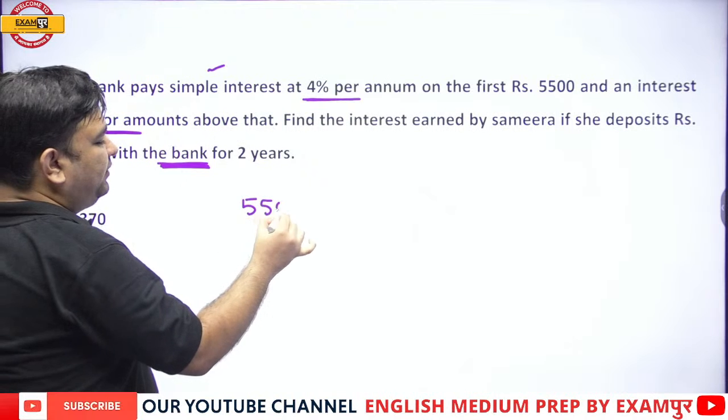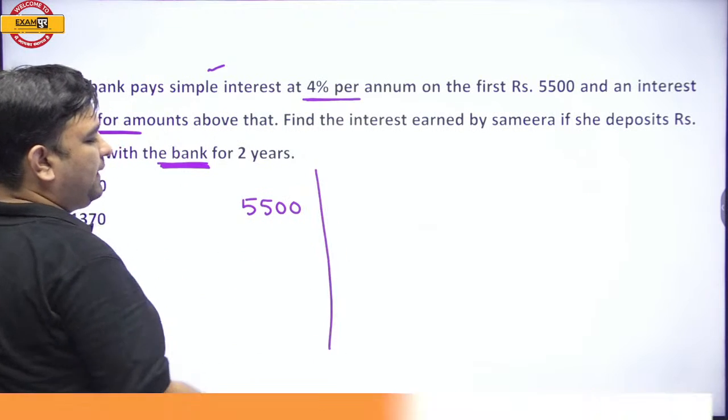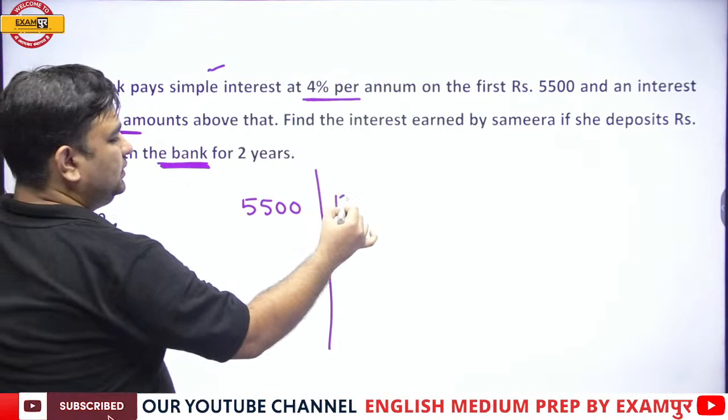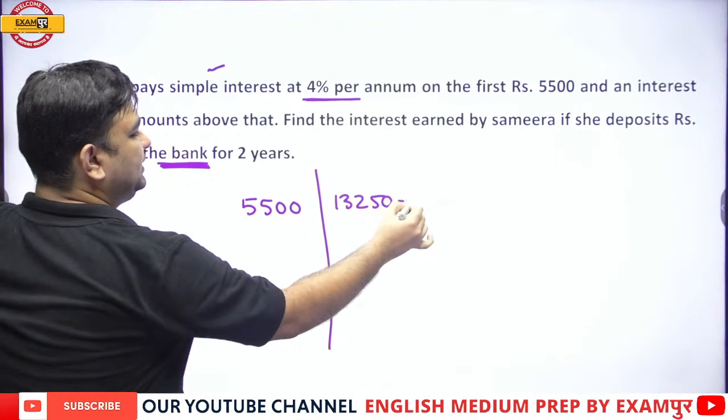First part 1500. What is the remaining part? The remaining part is this.